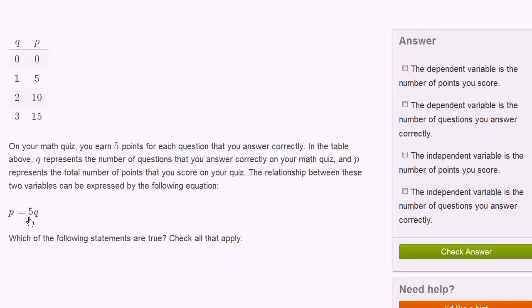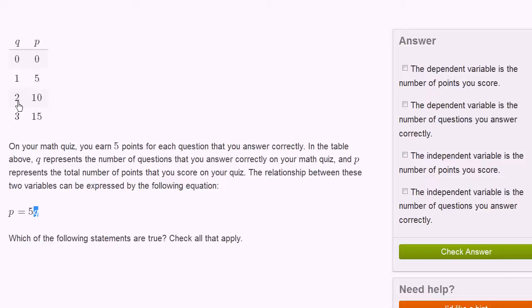P is equal to 5Q, where P is the points you get and Q is the number of questions you answered correctly. And you can see that in the table. If Q is 0, if you got no questions right, you get 0 points. Well, 5 times 0 is going to be 0. If you get one question right, well, 1 times 5 is 5. You get 5 points per question.